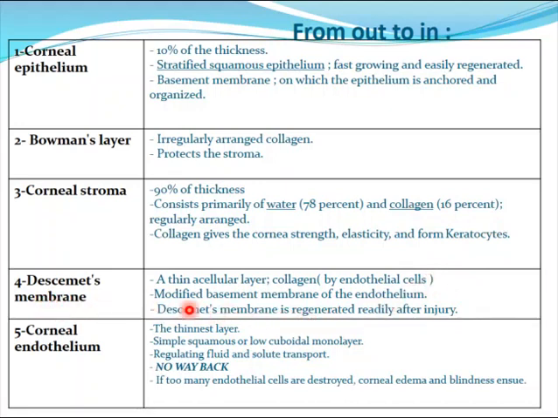نجي للديسمنت membranes. Thin acellular layer collagen هو عبارة عن basement membrane of endothelial cells. Modified basement membrane of endothelial cells. Descemet membrane is regenerate readily after injury. إذا يصير له regeneration descent membrane. نجي إلى أهم جزء بالكورنيا اللي هو الكورنيال endothelial cells. ليش أهم جزء؟ لأنه ما يتعوض. No way back.